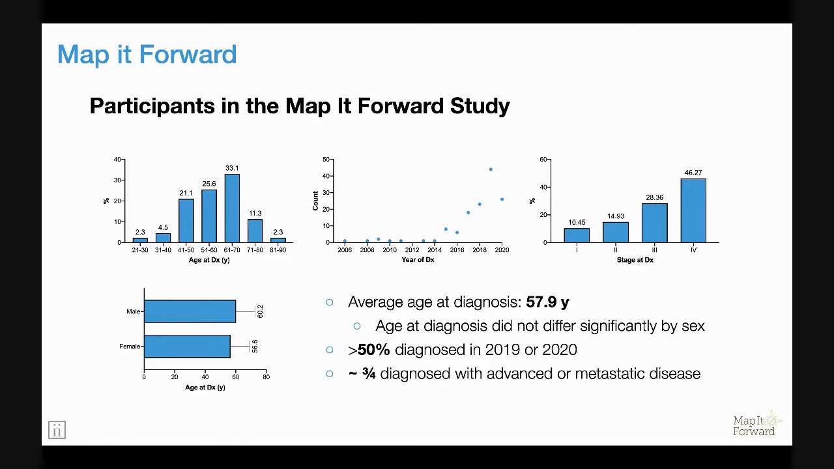When we looked at the distribution of stage in the population, we saw again that almost 3/4 were diagnosed with advanced or metastatic disease, again, consistent with a known pathogenesis of cholangiocarcinoma.